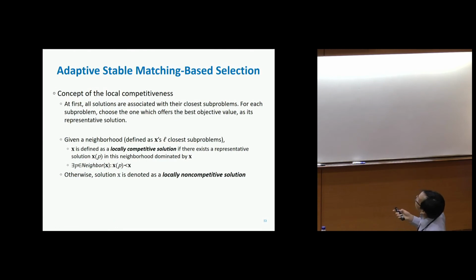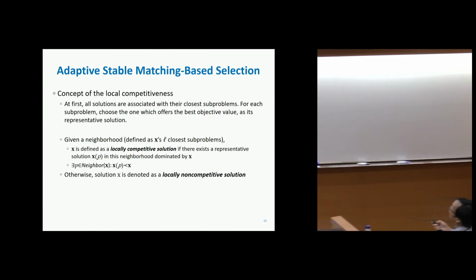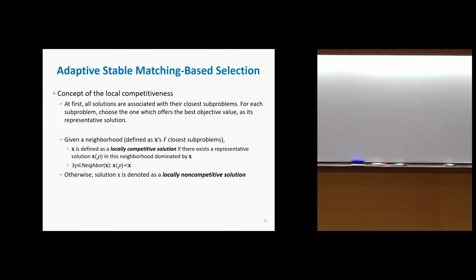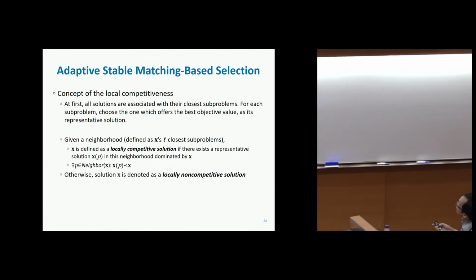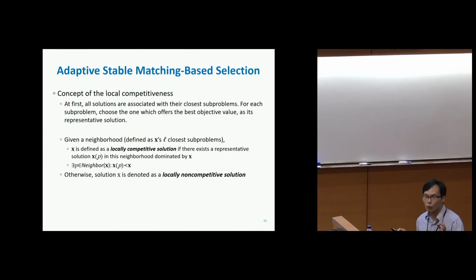So what we do, we come up with the following idea as well. We introduce the concept of so-called local competitiveness. So we test whether the solutions around the subproblems are competitive or non-competitive. Okay? So X is a locally competitive solution if it is a representative solution in this label which is not dominated by X. Otherwise, we call them locally non-competitive solutions. Okay? So the idea is to test whether there is a competitive solution in the regions. If there is one, then we stop.